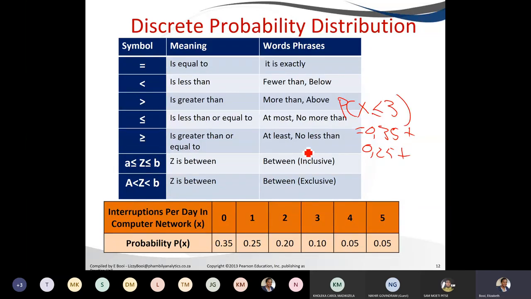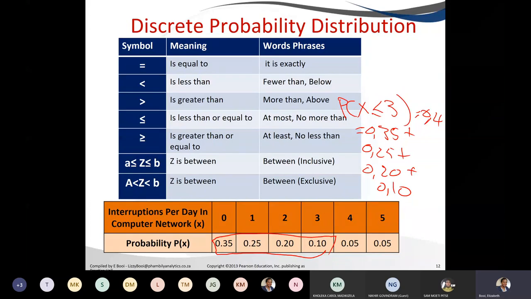0.25 plus the probability 0.20 plus 0.10. So it will include all of these probabilities, and then you just add all of them up, which is 0.35 plus 0.25 plus 0.2 plus 0.1, which gives us 0.4, and therefore the probability of at most 3 will be equal to 0.4. And that's how you calculate the probability.